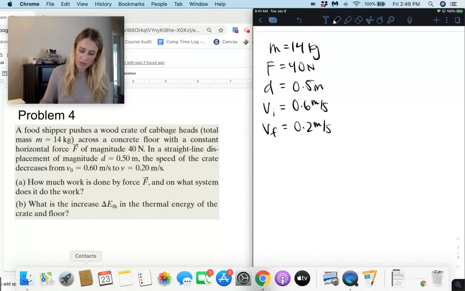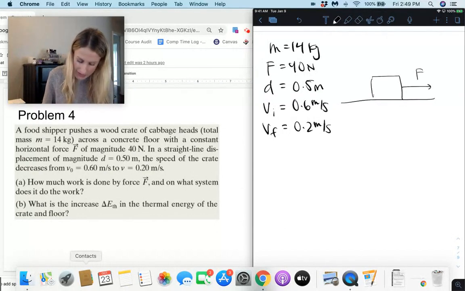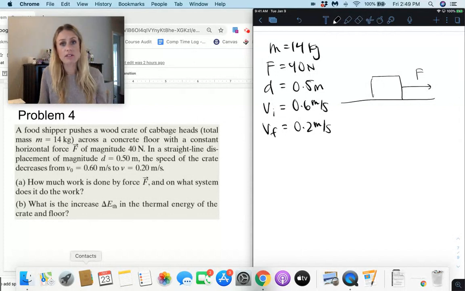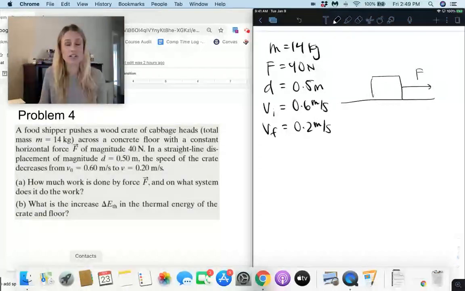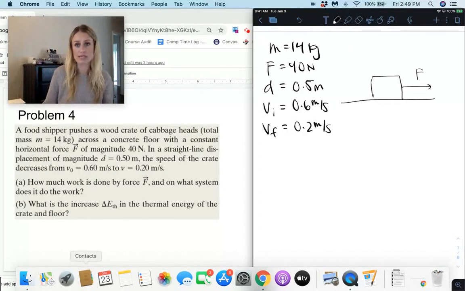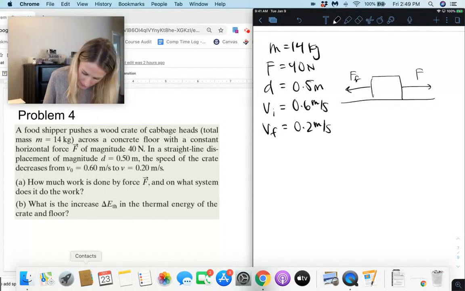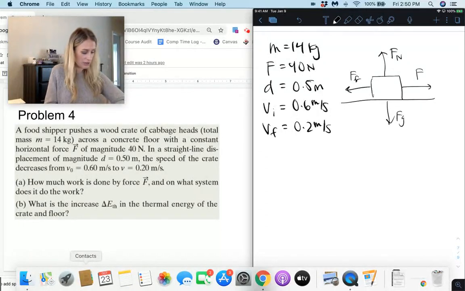So we have a crate on the floor. It's being pushed with an applied force F. And because there is an applied force, but it's slowing down, we know there has to be a force of friction here. If there was no friction, that applied force would cause an acceleration in the same direction, and the crate would be speeding up. So we have a force of friction in the opposite direction. Of course, we also have a normal force and a force of gravity, but those two things are doing no work on that crate.